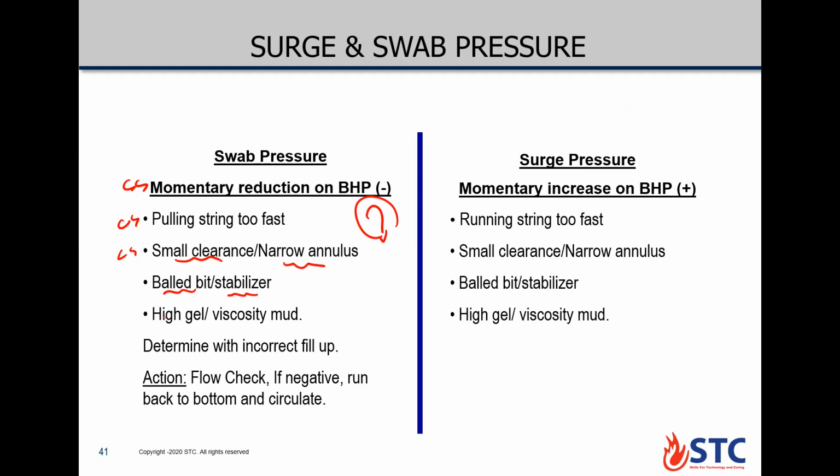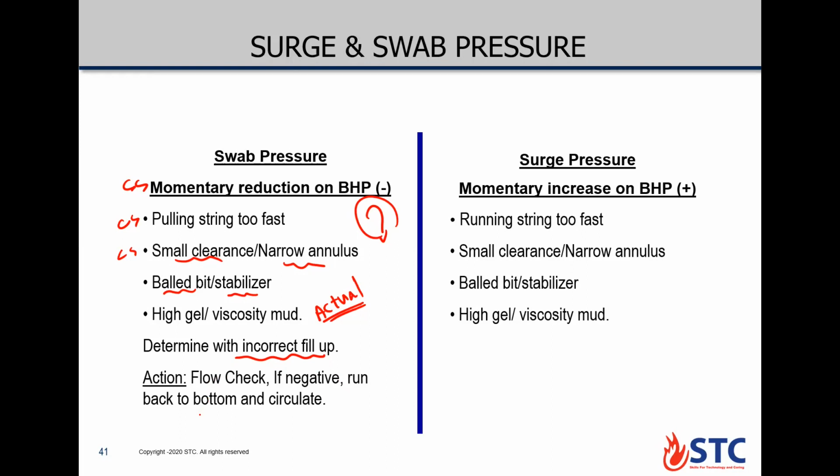So how do we identify if we have swab or not? You can identify it from incorrect fill-up. You need to make a comparison between the actual volume taken from the trip tank and the calculated volume based on whether you make dry tripping or wet tripping. If there is a difference between the actual and the calculated volume, you need to make a flow check. If the flow check shows no flow at the surface, so it's negative, you need to run back to bottom and circulate bottom up.